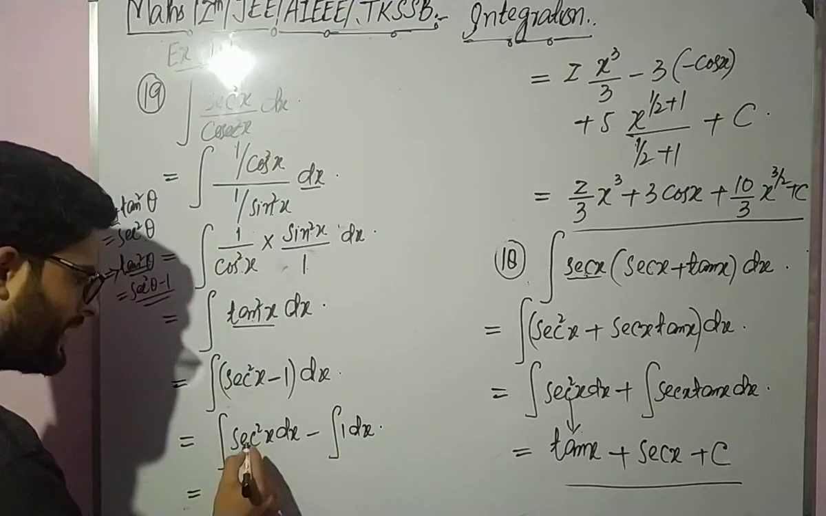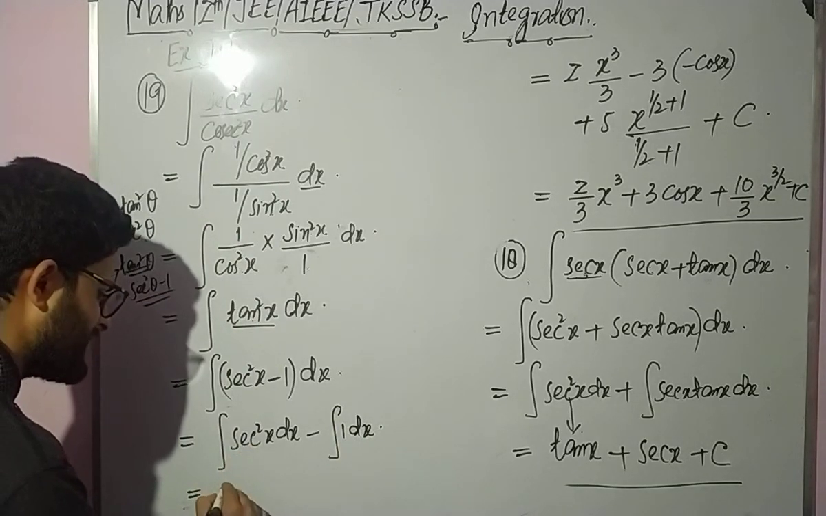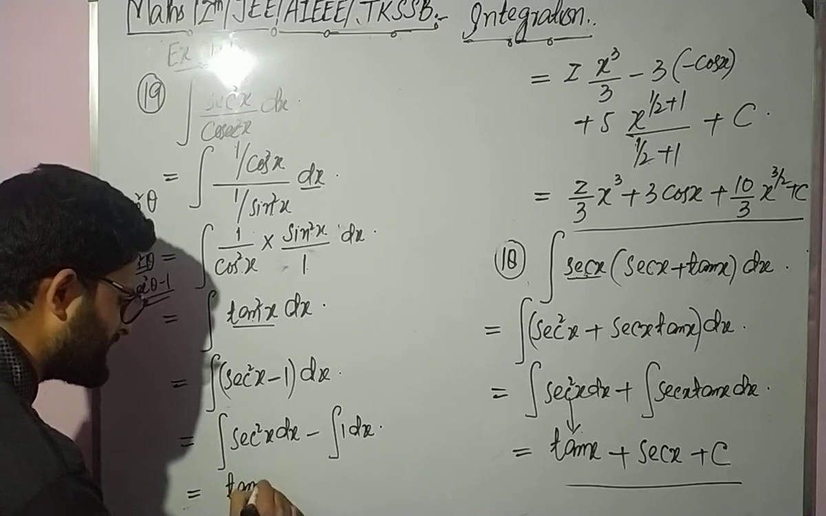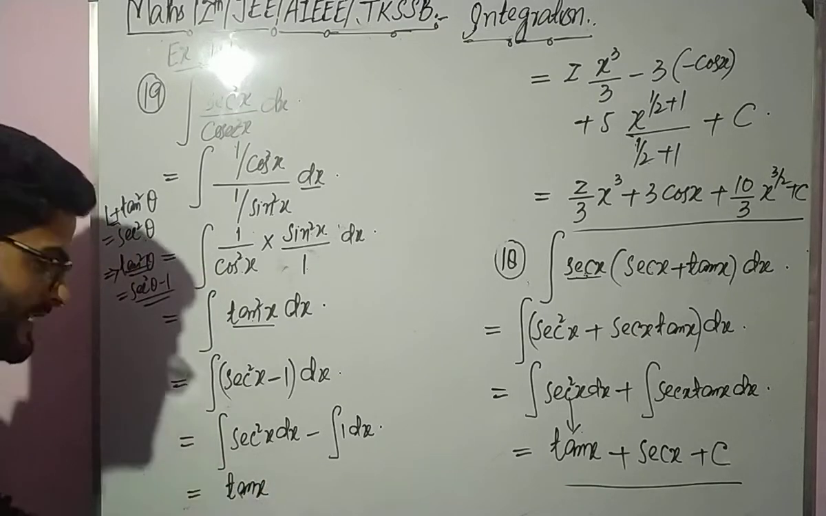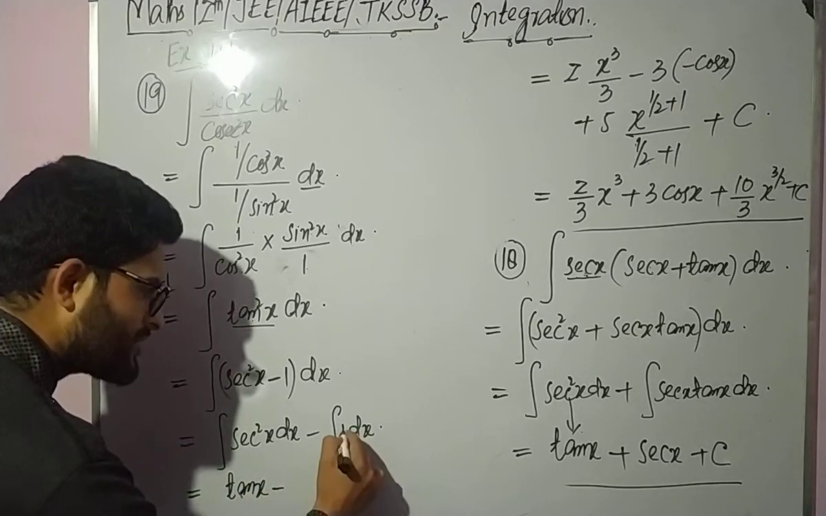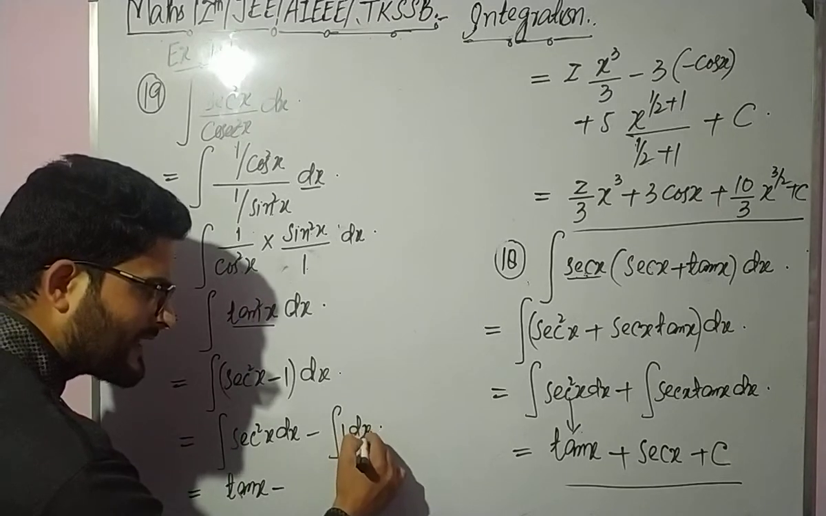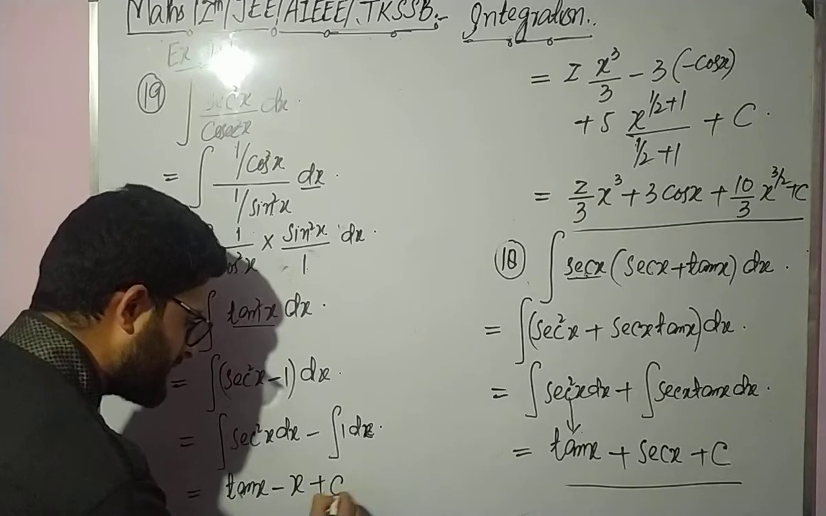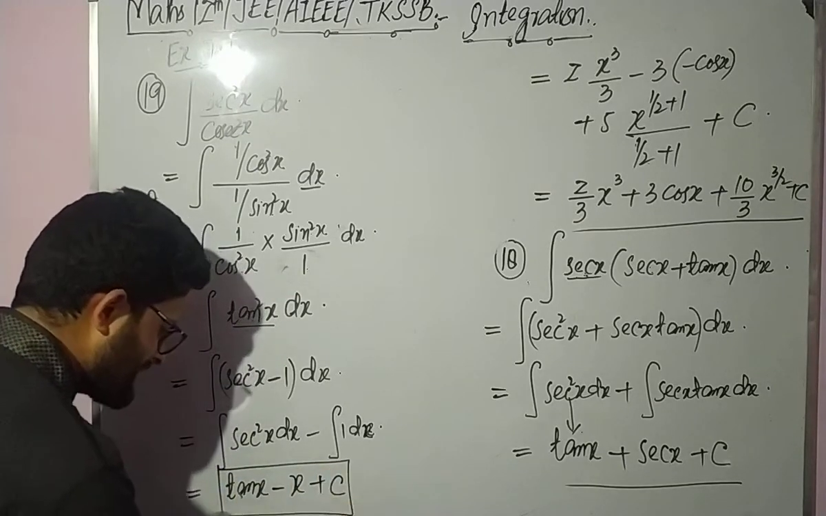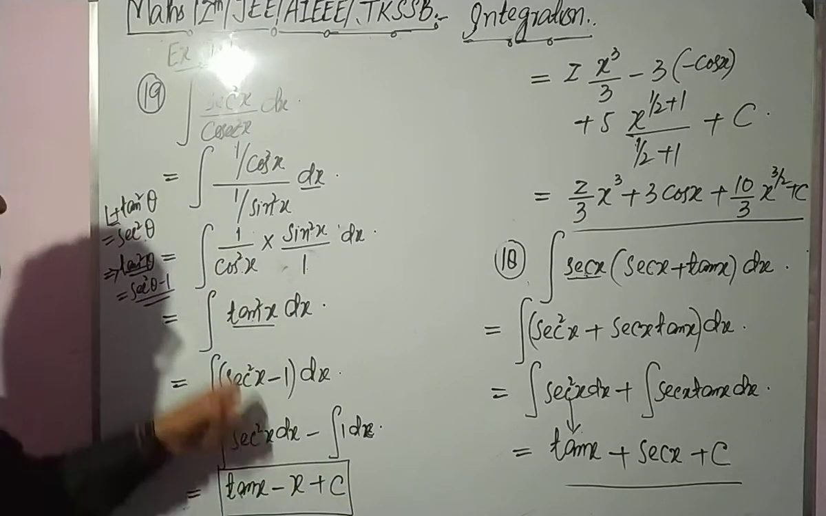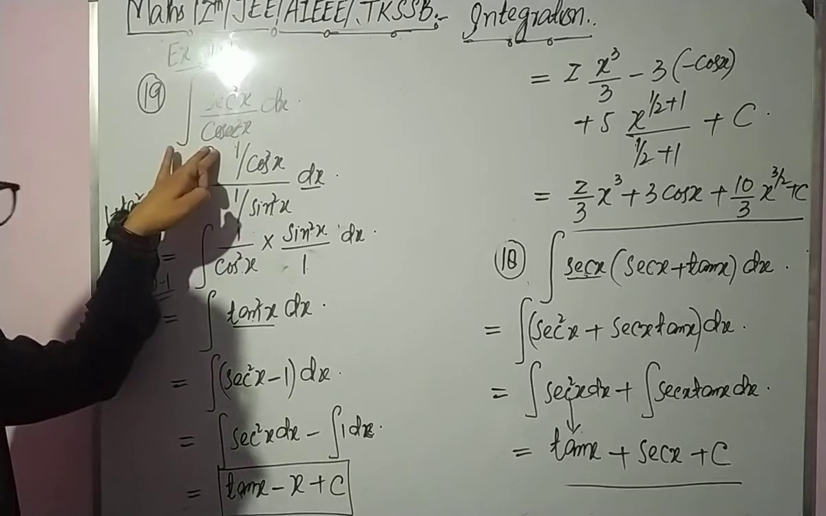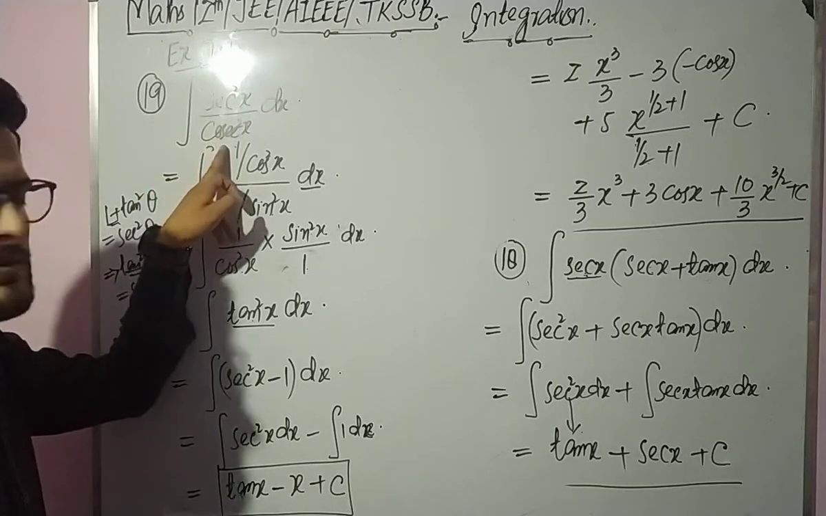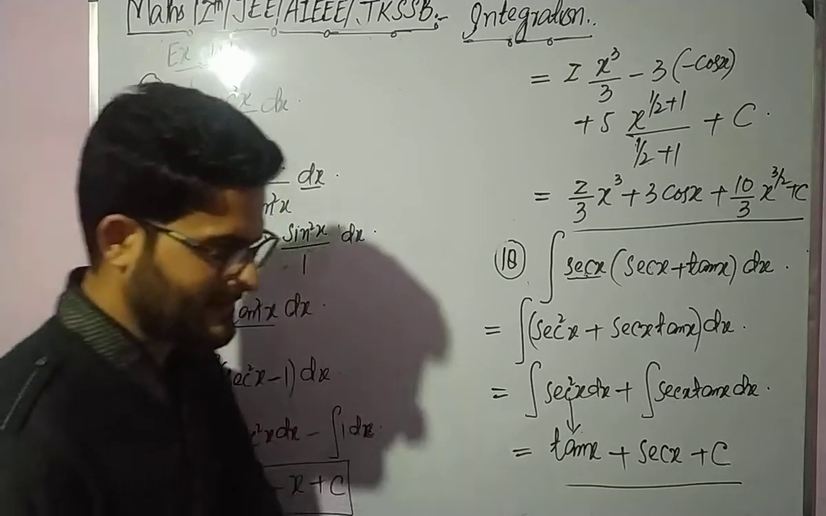And that's equal to integration of sec square x, which we know is directly equal to tan x, because the derivative of tan x is sec square x, minus integration of 1 with respect to the variable x, which is directly equal to x plus c, the constant of integration. And tan x minus x plus c would be the antiderivative, primitive or integral of sec square x divided by cosec square x.